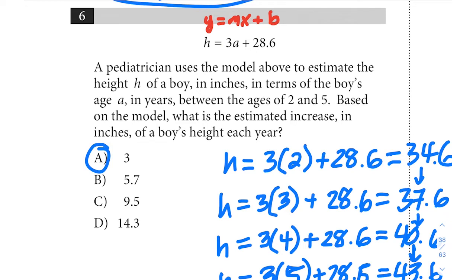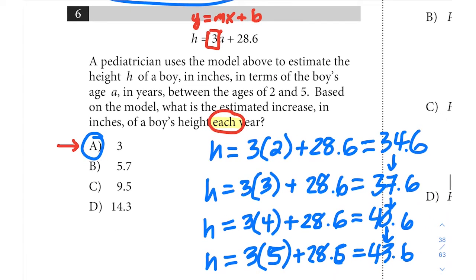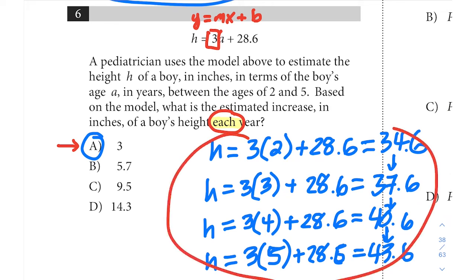Now the reason that can be really helpful to identify is because the question wants to know the increase in the boy's height each year. And because it says each, if we recognize that it's each, that lets us know that we're looking for slope. And our slope here is 3, which is our correct answer. So we can actually identify the correct answer without having to do some of this more complex math that we saw over here.